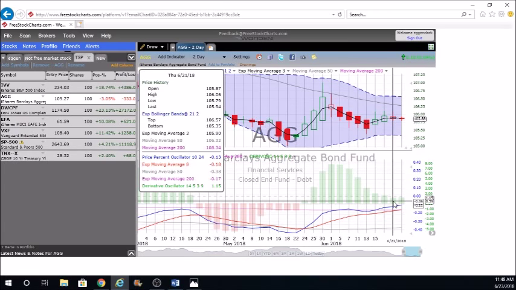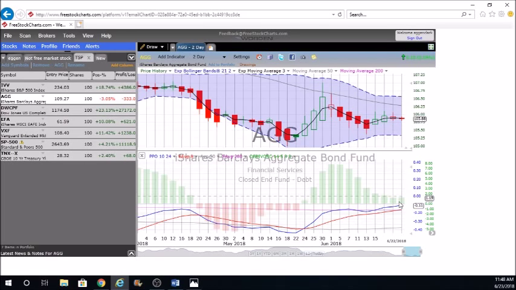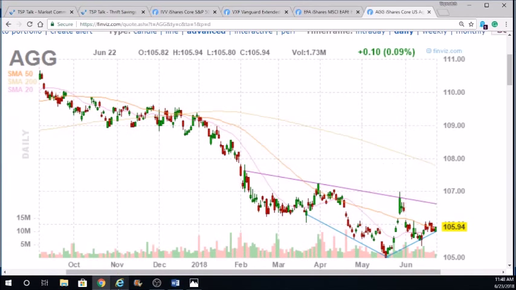One positive thing we did see on our DO, we went from a 1.15 to 1.19. So we'll have to see if price reacts. But until price reacts, we're just not really interested in AGG at all. That being said, that is our technical analysis for the week for all our funds.